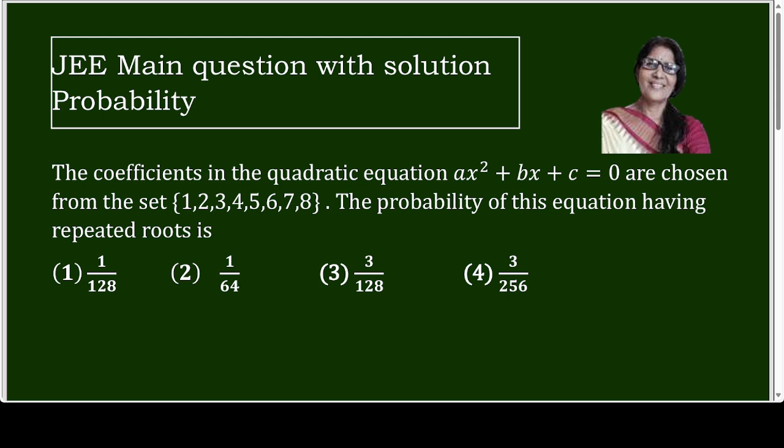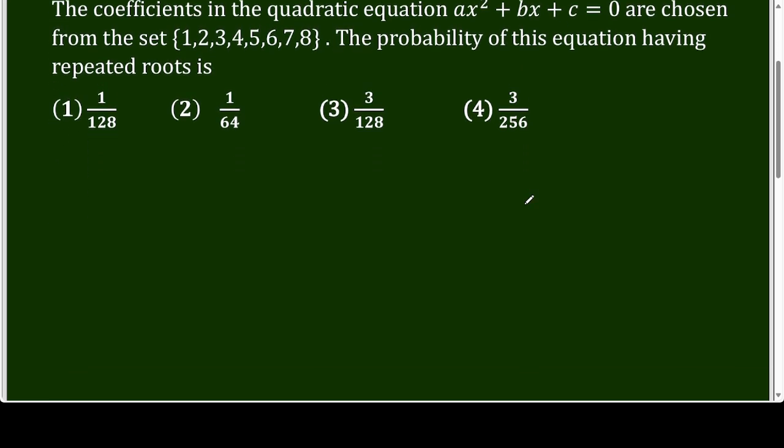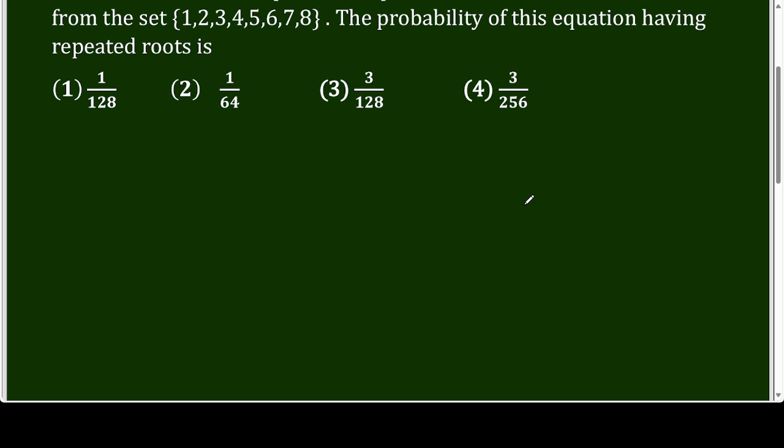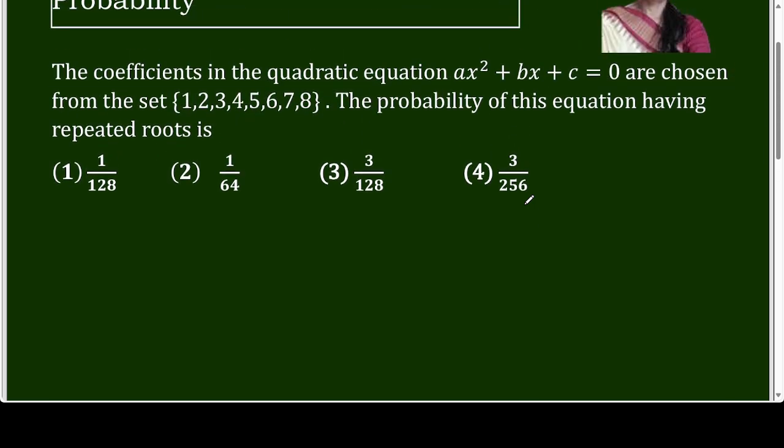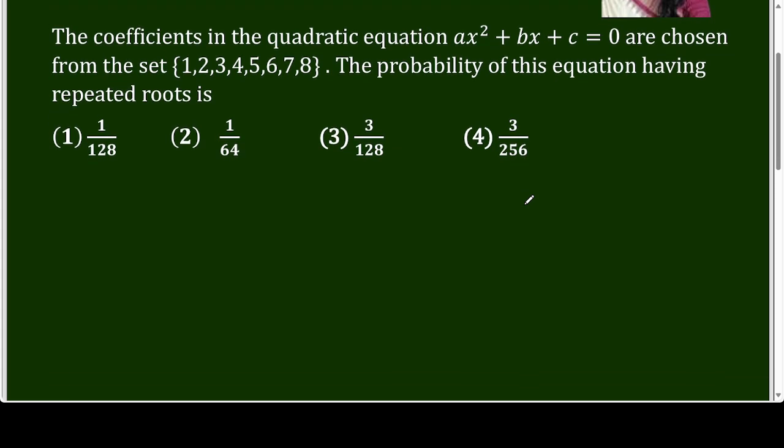Today's question is from JEE Main. It is from probability. The coefficients in the quadratic equation ax square plus bx plus c equals to 0 are chosen from the set 1, 2, 3, 4, 5, 6, 7, 8. The probability of this equation having repeated roots is, four options as given. Option 1, 1 over 128, 2, 1 over 64, 3, 1 over 120, 3 over 128, 4 is 3 over 256.